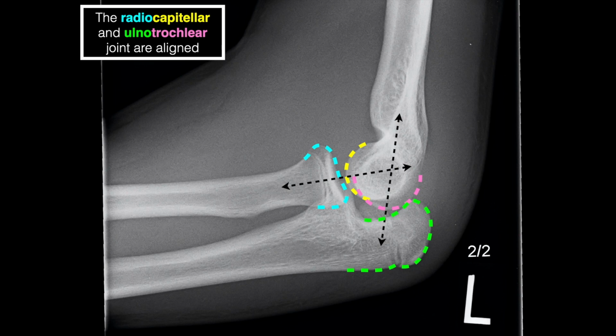The radiocapitellar joint is between the radius and capitellum. The radial head I've made blue and the capitellum is yellow. The ulnotrochlear joint is between the ulna, which I've outlined in green, and the trochlea, which is outlined in pink.